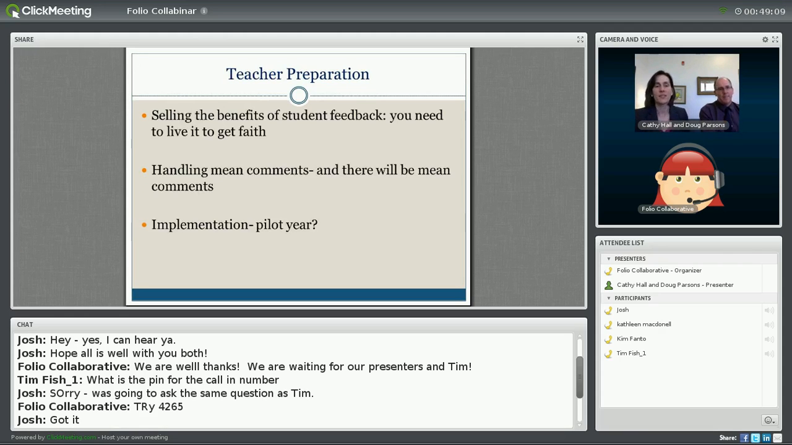Okay. So on a teacher preparation side, at the end of the day, to really get teacher buy-in, that having student feedback is meaningful, is worth the stress it causes some of them, you really have to live it. And we're about 3/4 of the way through living it. So we're actually in the midst of a lot of anxiety here.